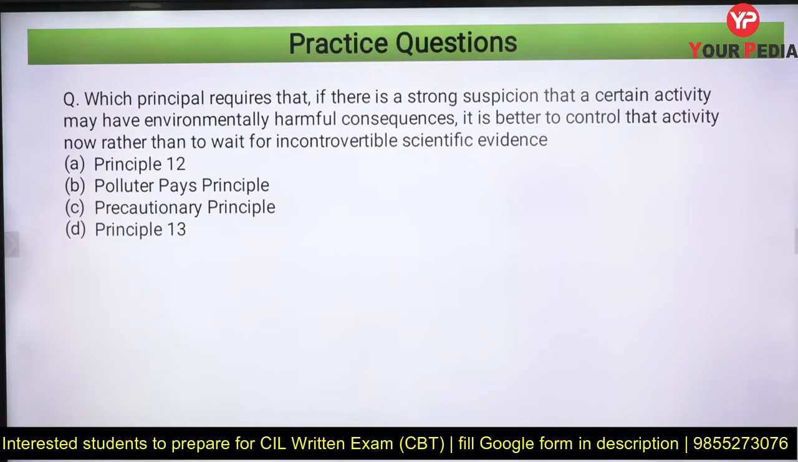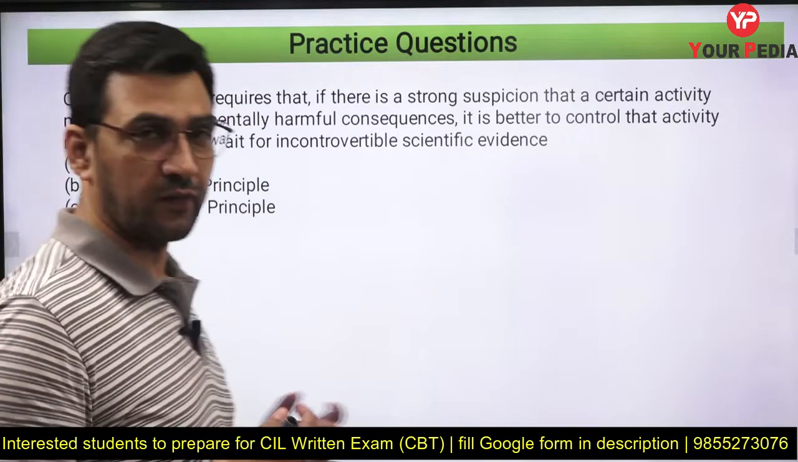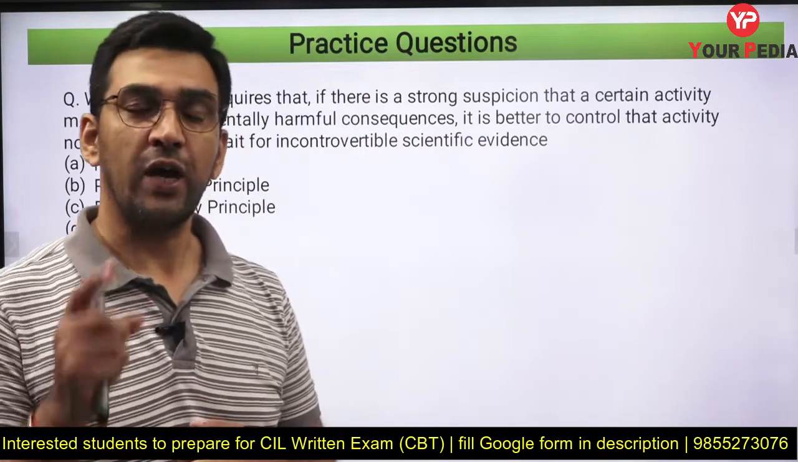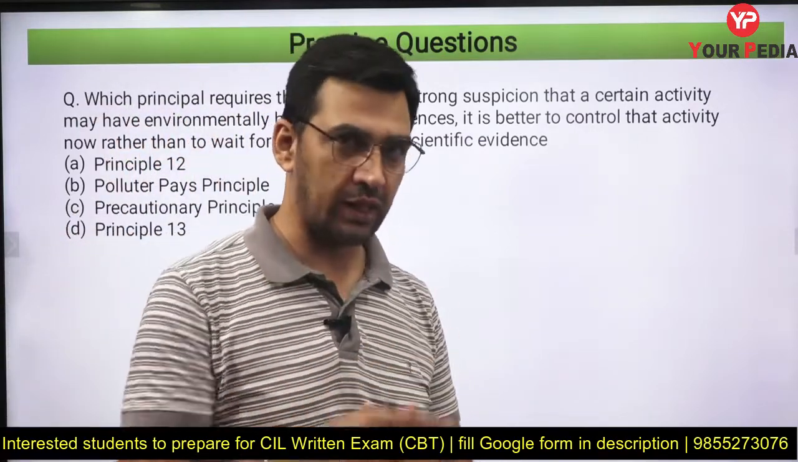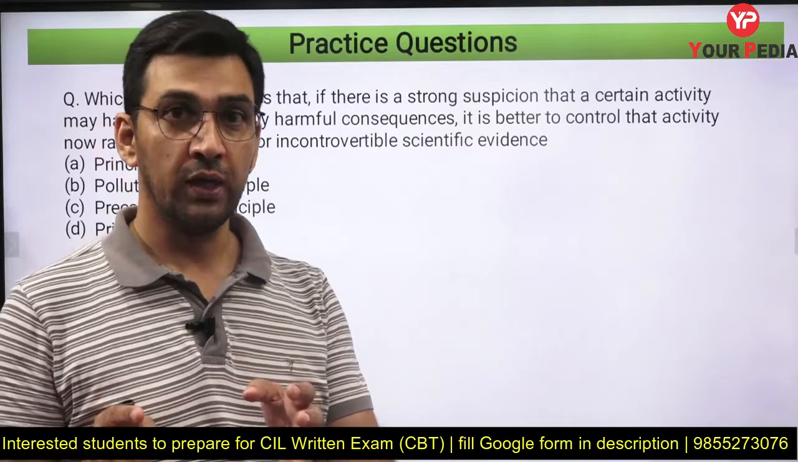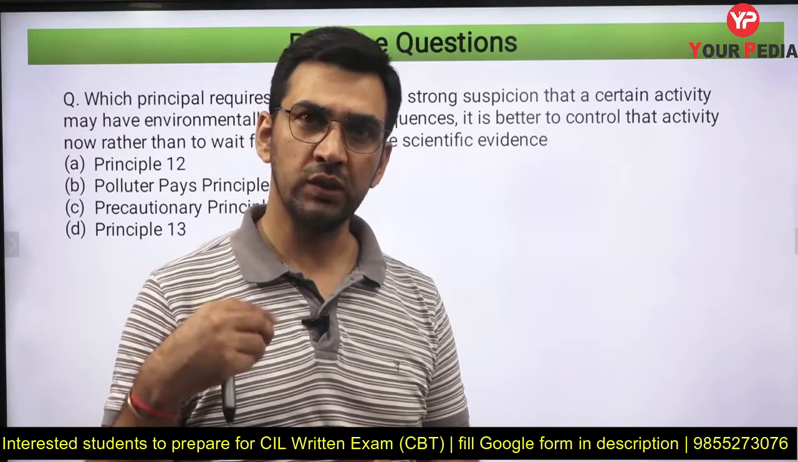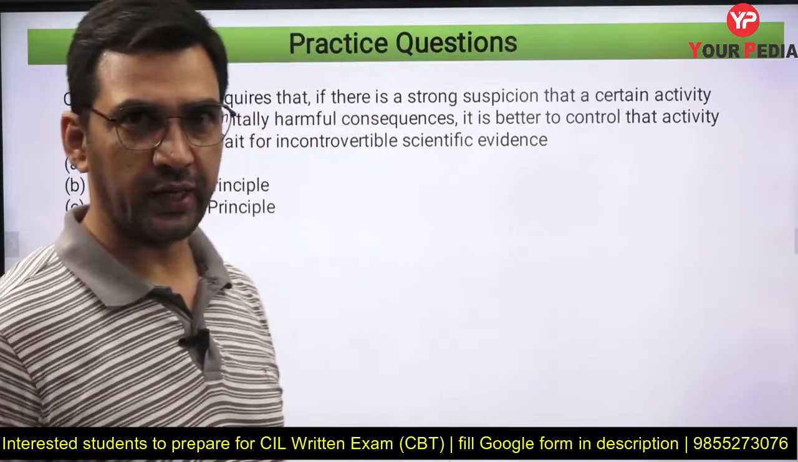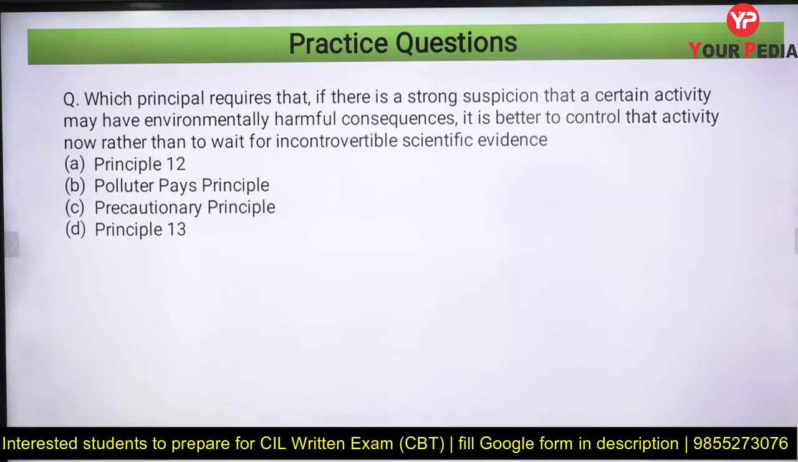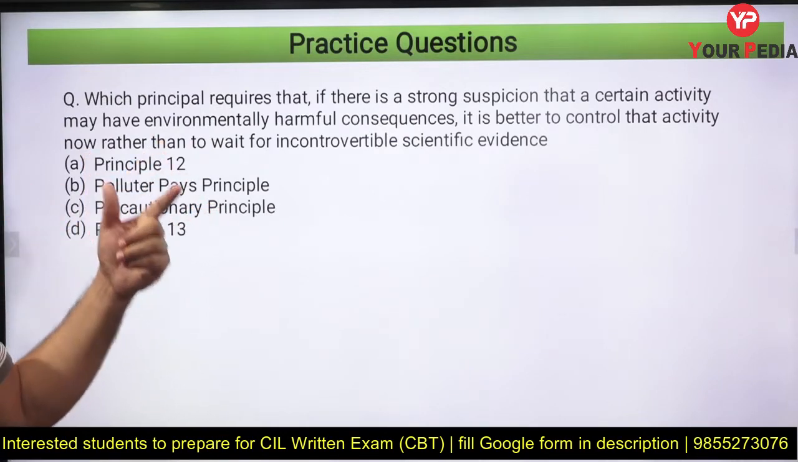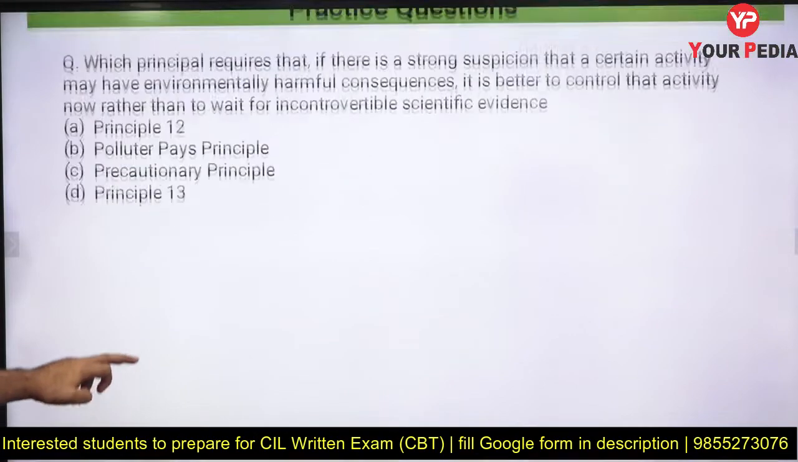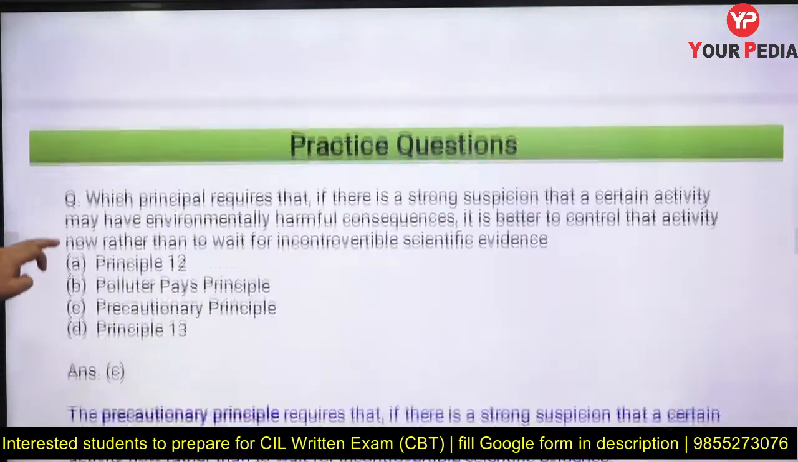Just go through this one now. Which principle requires that if there is a strong suspicion that a certain activity may have environmentally harmful consequences, it is better to control that activity rather than to wait for incontrovertible scientific proof? What does it mean? It simply says that if you have doubt that this activity can cause harm to the environment, instead of waiting for proof that it will definitely cause environmental damage, you should not wait for that proof. Rather, if you have significant doubt, don't go ahead with that particular activity or look for some alternatives. That is the precautionary principle. You have to take precaution in implementing that particular project or activity. So this is C.